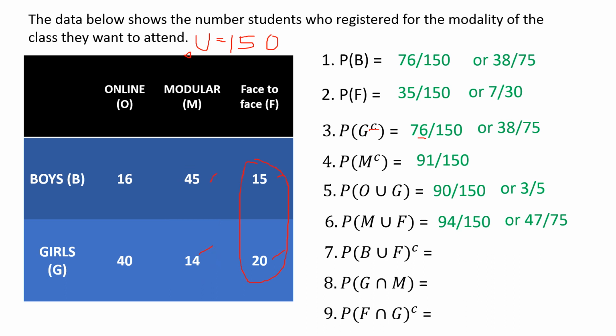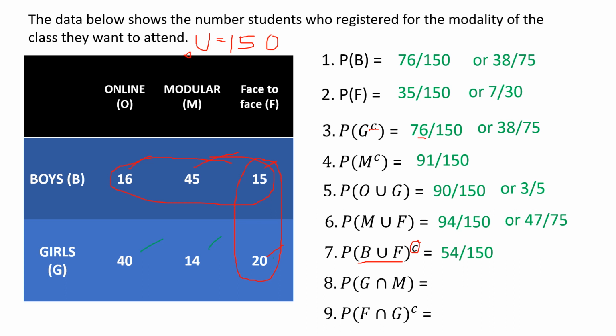Next one. For number 7, we do have probability of B union F complement. First, let us get the union of B and F. Since we are dealing with union, these are the elements that are involved: 16, 45, 15, and 20. But since there is the notation complement, we are going to use what is outside, or what is not involved in the union of boys and face-to-face. Those are the numbers 40 and 14. So 40 plus 14, the answer is 54, so we do have 54 over 150.